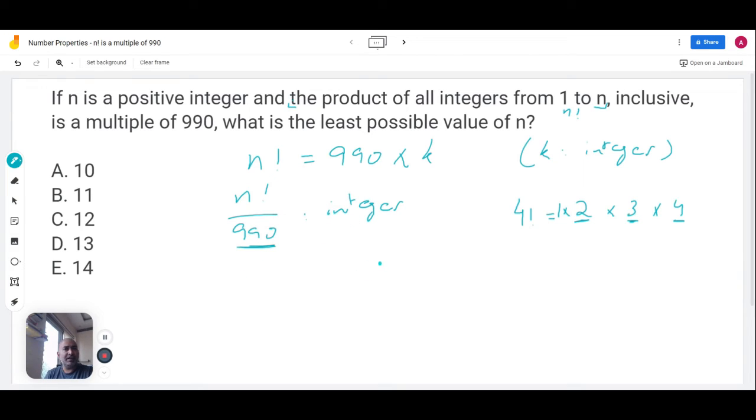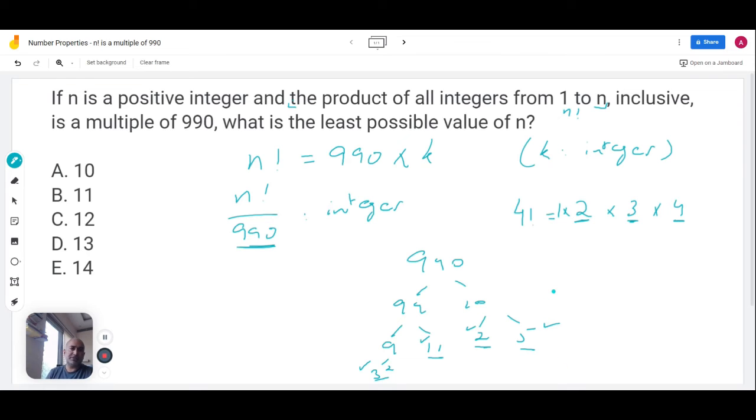So let's look at the various factors within 990, the prime factors. 990 can be split into 99 times 10, and then 99 can be split into 9 times 11. 10 is nothing but 2 and 5, 9 is nothing but 3 square. These are the various prime numbers that are factors of 990. n factorial needs to be a multiple of each of these numbers. n factorial needs to be a multiple of 3 square, it needs to be a multiple of 11, it needs to be a multiple of 2, and it needs to be a multiple of 5.